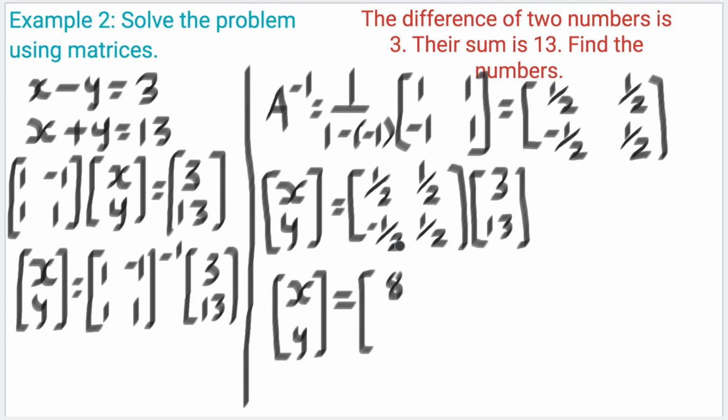And then you repeat the process. -1/2 times 3 is -3/2. +1/2 times 13 is +13/2. So 13/2 plus -3/2 is 10/2, which is just a 5. So now let's see if these two numbers actually give us 3 and 13. If you subtract 8 minus 5, you get 3. So that's correct. And then the sum, if you add 8 plus 5, you get 13. So 8 and 5 are the solutions of the two variables.